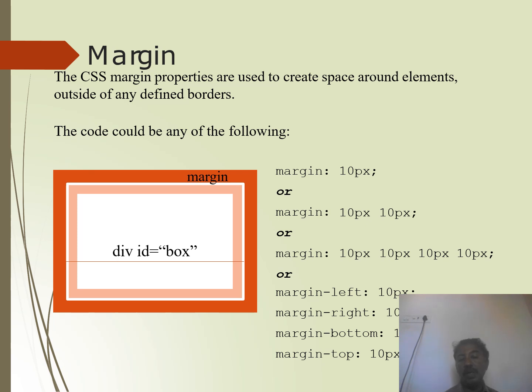Then next we show the margin. Margin, as I already told, is between the border of that screen and the box, isn't it? The CSS margin properties are used to create space around the element outside of any defined borders. Therefore, after the border, some space is coming. Diagrammatically we have shown margin is 10px. That's the program we have written, isn't it? Therefore, div is the box, and after that, that margin is coming.